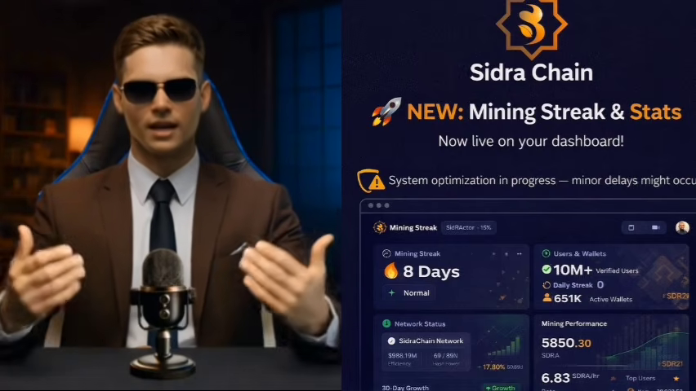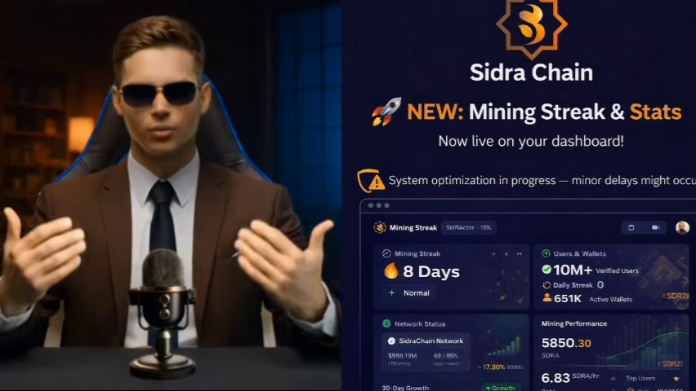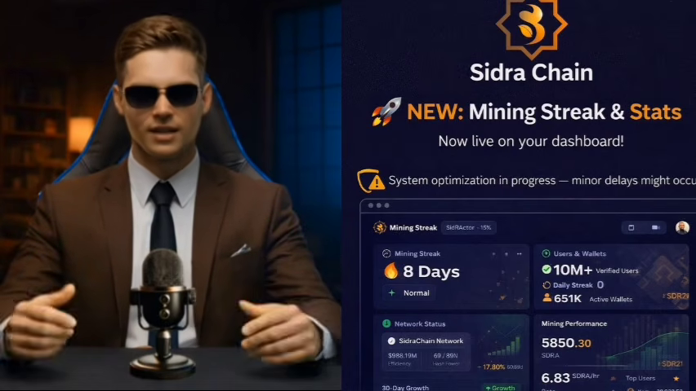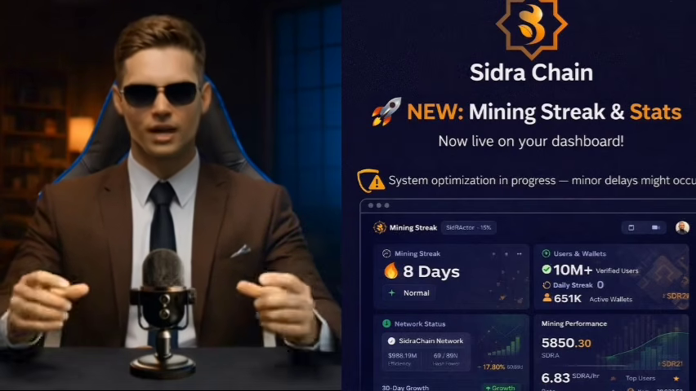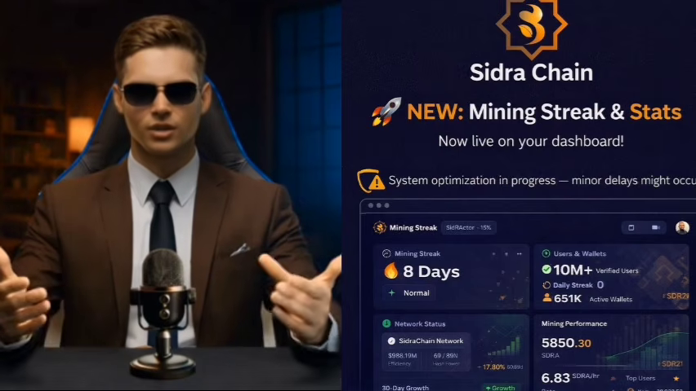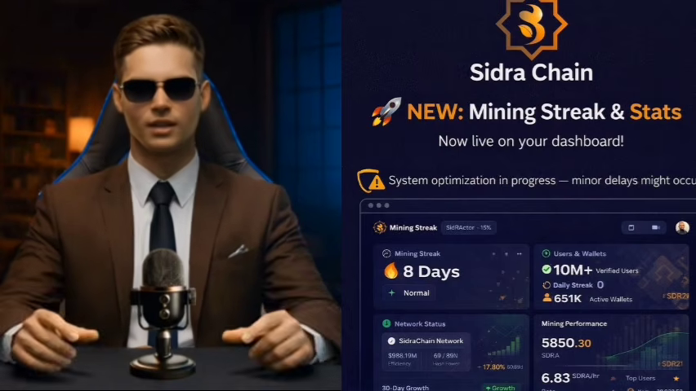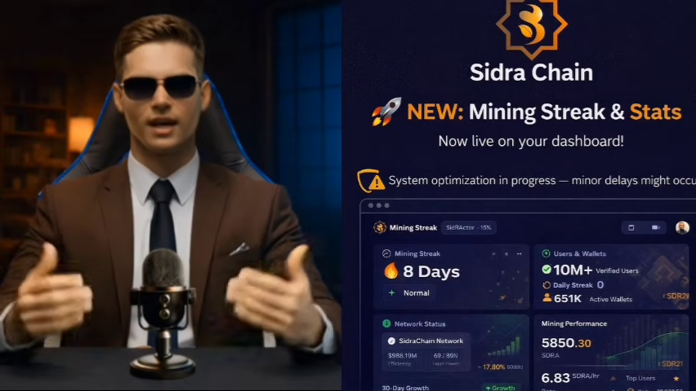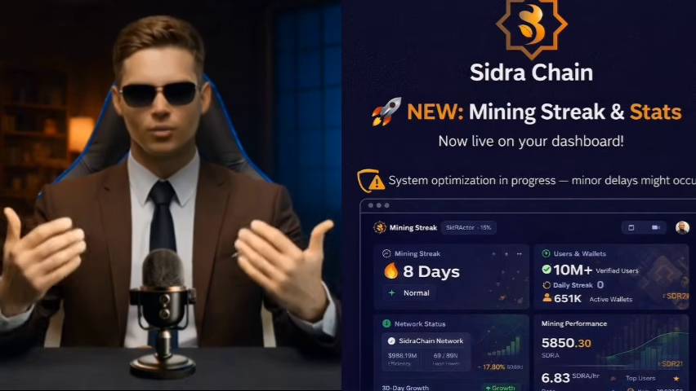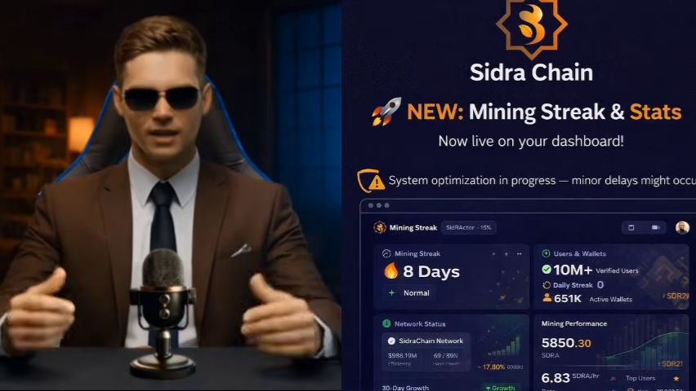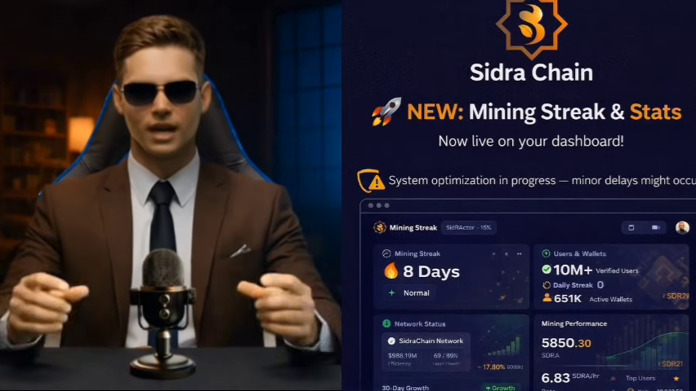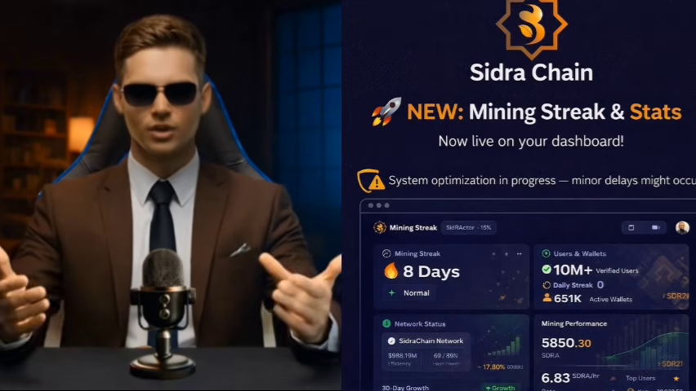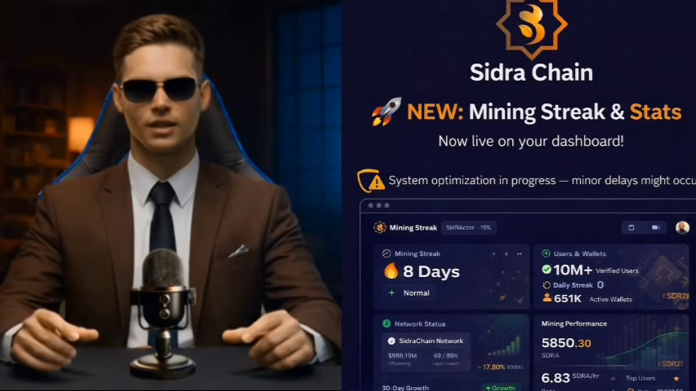Value in SDA. Value in SDA represents the real equivalence of your assets within the Sidra ecosystem. Instead of asking, how much is this worth in dollars? The system now asks, how much is this worth in SDA? This reduces direct dependency on fiat currencies and creates internal economic coherence. In simple terms, Sidra is building its own financial gravity.